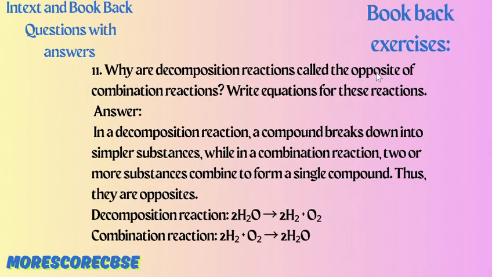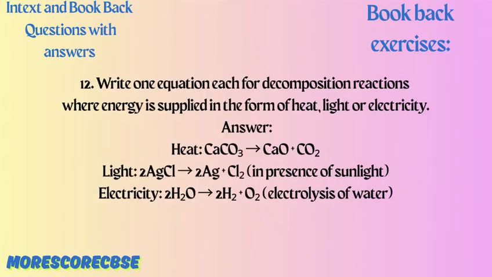Why are decomposition reactions called the opposite of combination reactions? We know that in a decomposition reaction, a single compound is broken down into 2 or more compounds, and in a combination reaction, 2 compounds combine to form a single compound. So this is the basic difference. For example, in a decomposition reaction, we can take water: 2 molecules of water form 2 molecules of hydrogen and oxygen. For a combination reaction, the reverse of this: 2 molecules of hydrogen plus oxygen form 2 molecules of water.